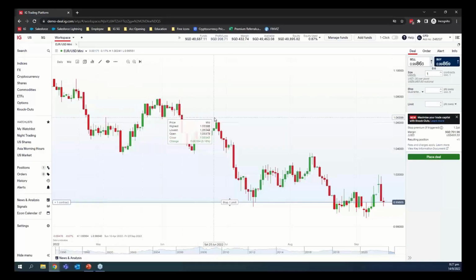So swap happens because there is an interest rate differential. For example, for euro dollar, there is an interest rate, and for US dollars, there is another set of interest rate. If there is an interest rate difference and you hold the position overnight, you will receive interest for the currency that you are long, and you will be paying interest for the currency that you are short. So if you are buying euro dollar, meaning you are buying the euro and selling the US dollar, you will receive interest for the euro and you will pay interest for US dollars. If there is an interest rate difference, then you will need to pay a swap.